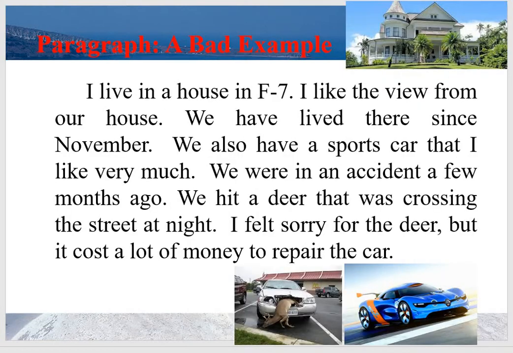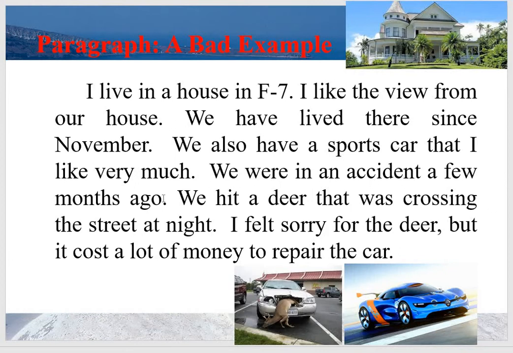Now look at the bad example. You will find out the weaknesses in this paragraph. I live in a house in F7. I like the view from our house. We have lived there since November. We also have a sports car that I like very much. Now look, this is the deviation. This is wrong. Now why are you discussing a sports car?